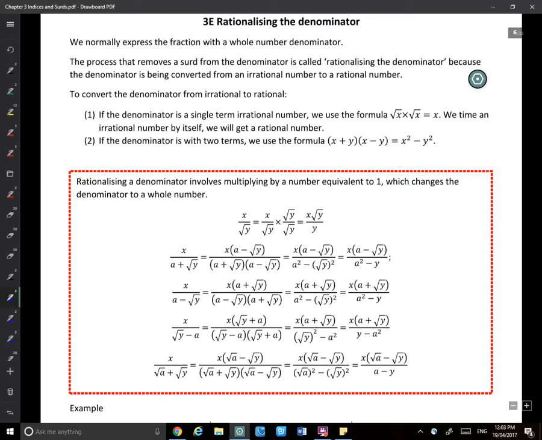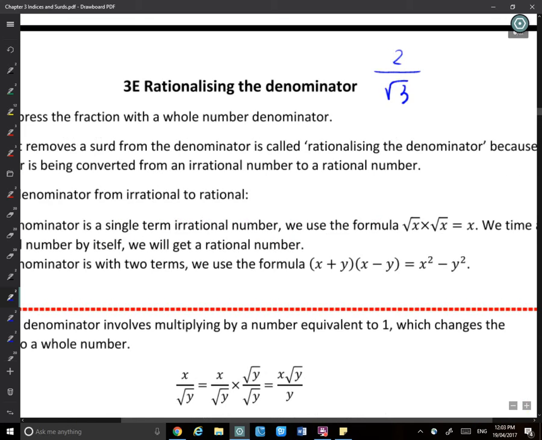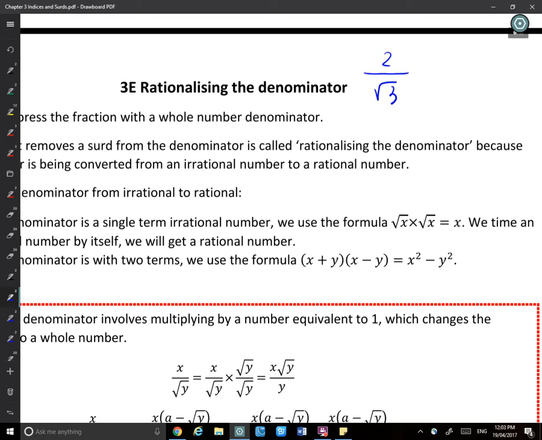Okay, 3E. 3E is for rationalizing the denominator. So what is rationalizing the denominator? Let's say we have a fraction 2 on root 3. What is the denominator here? The denominator here is root 3.